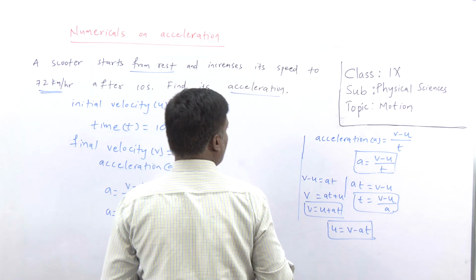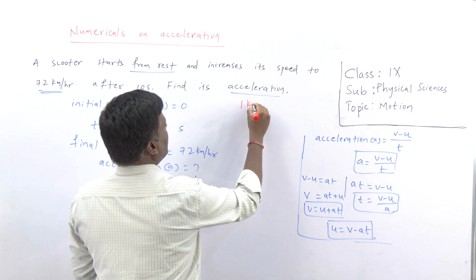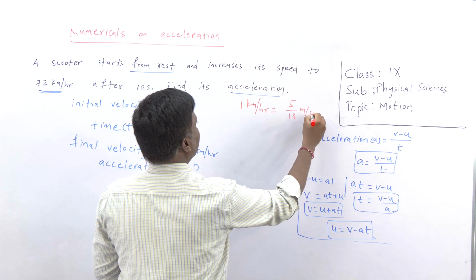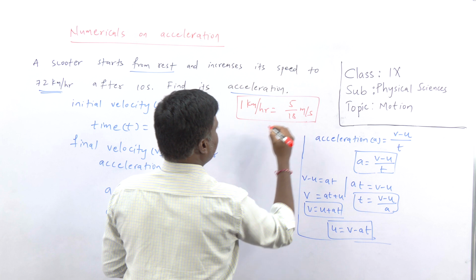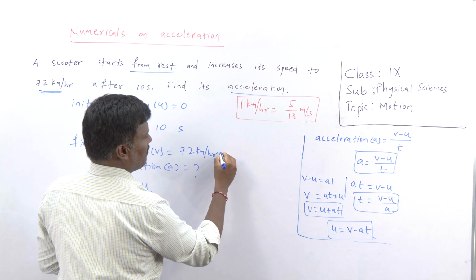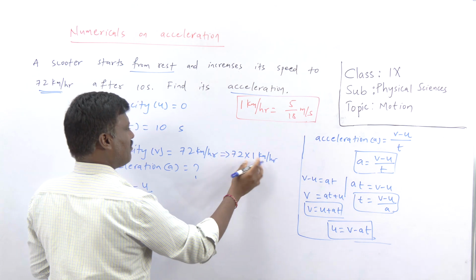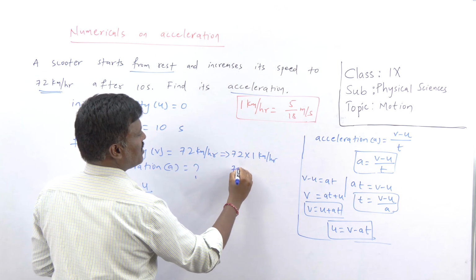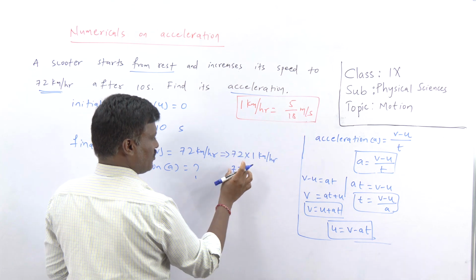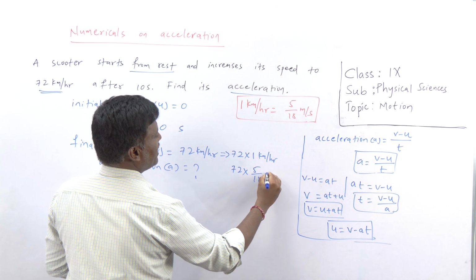Already we have discussed how to convert kilometer per hour into meter per second. To convert kilometer per hour into meter per second, we have to multiply the given number by 5 by 18 meter per second. This we discussed in our previous video. 1 kilometer per hour is equal to 5 by 18 meter per second. So 72 kilometer per hour can be written as 72 into 1 kilometer per hour, which is 72 into 5 by 18 meter per second.